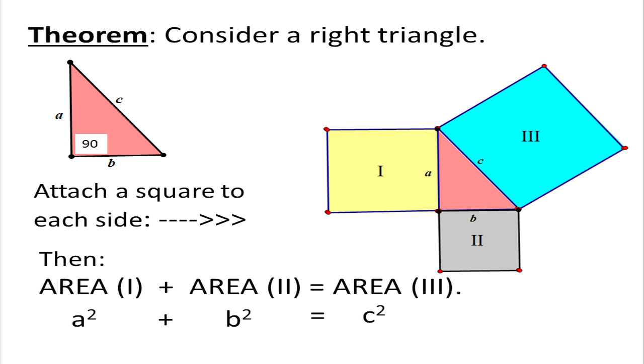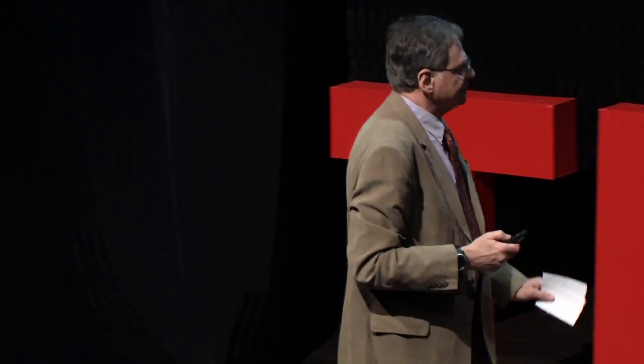Now you may have thought about this theorem a different way. If you notice, region 1 is a square of side A, and so its area is A squared. And region 2 is a square of side B, so its area is B times B, so that's B squared. And the third square, region 3, is a square of side C, so its area is C times C. And that's probably how you remember the theorem.